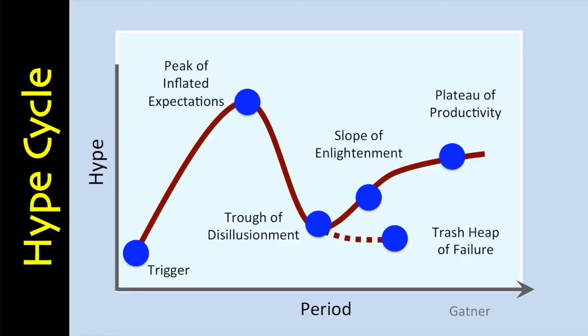Soon, second and third generation products appear and they start meeting the expected needs. The early adopters drive the growth. At the plateau of productivity, mainstream adoption starts to take off.